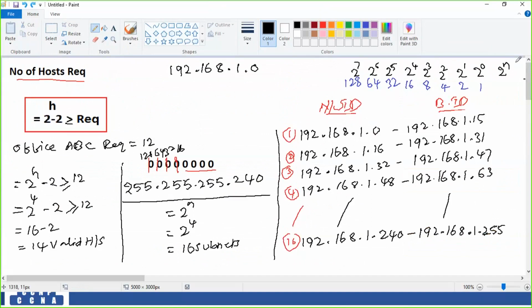That is what we call FLSM, fixed length subnet mask. The subnet mask is fixed for all subnets. For the first subnet, the same mask. For the second subnet, the same mask. For all 16 subnets, the same mask. Even though they don't communicate actually.